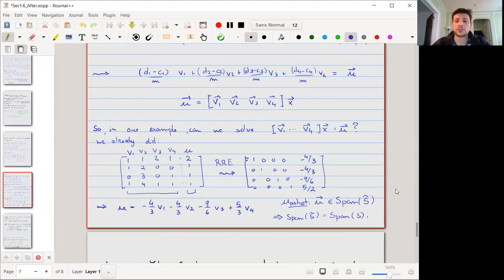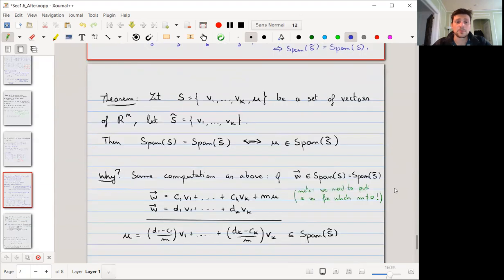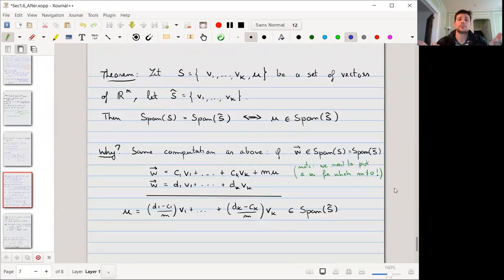Let's make this more rigorous in the following theorem. Here's what we just did, except now it's stated in general. Suppose I have a set S containing vectors v1 through vk and then another vector u, and a similar set of vectors S twiddle where I only have v1 through vk. Then the two spans are the same if and only if u belongs to the span of S twiddle. We saw that happen in an example, but the reason why this works in general is a very similar computation.